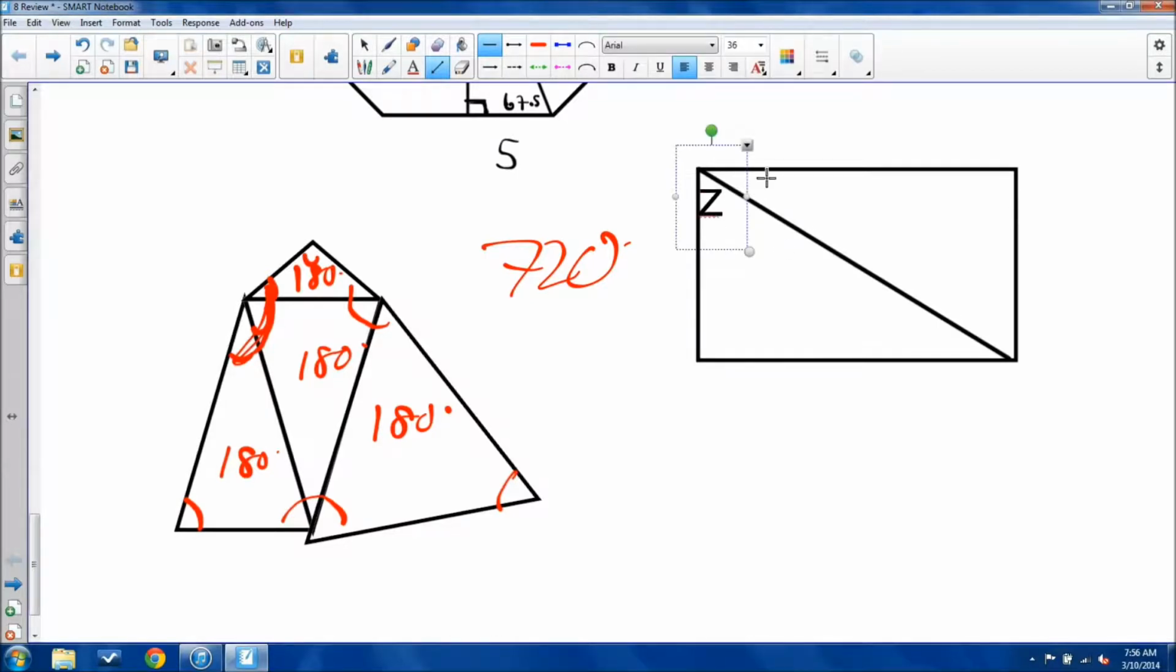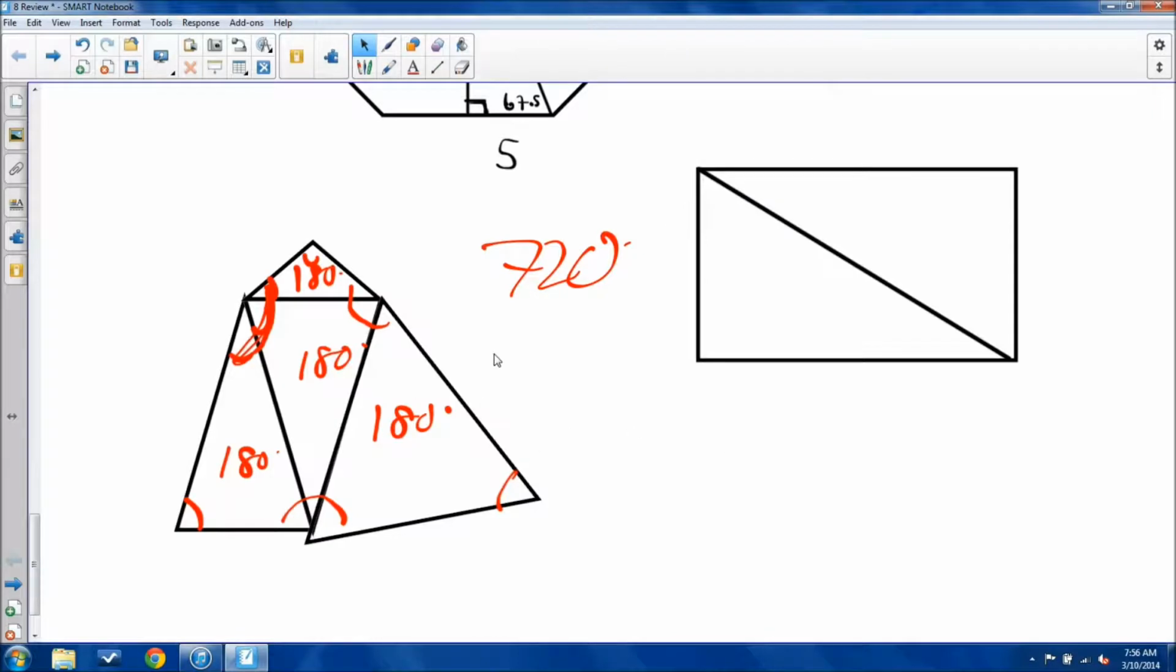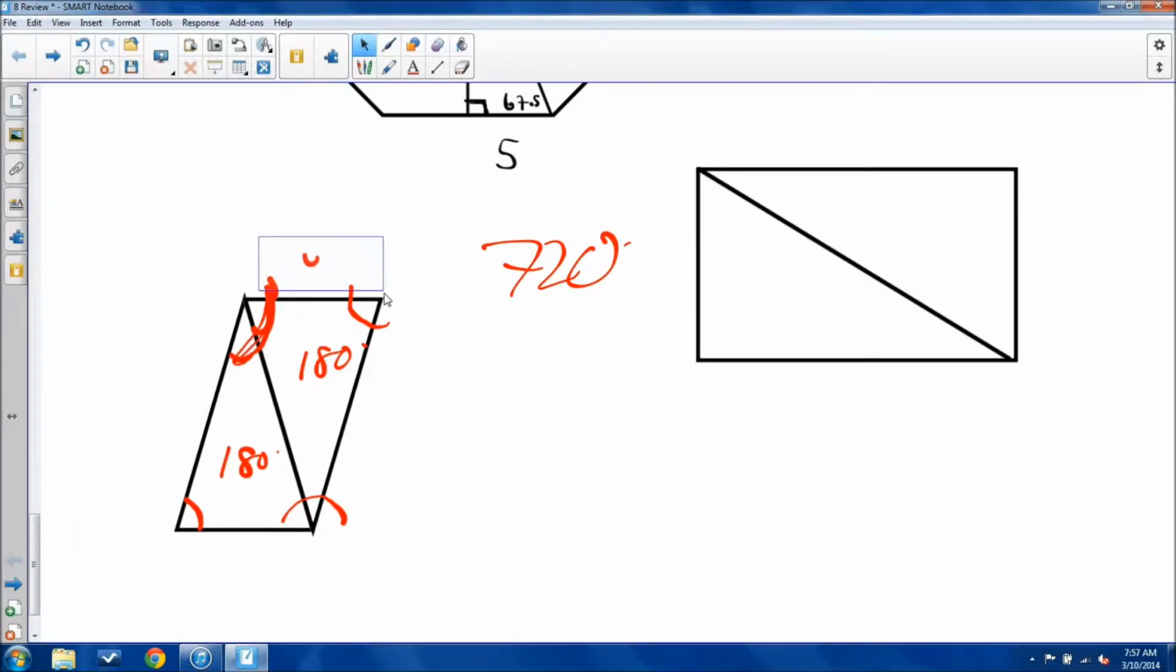It doesn't matter how you work it out. It's always two triangles, and two triangles add up to 360, and so on and so forth. But you notice here, I have 4 triangles and 6 sides. When I didn't have this triangle earlier, I had 3 triangles and 5 sides. When I didn't have this one, I had 2 triangles and 4 sides. When I didn't have this one, I had 1 triangle and 3 sides.